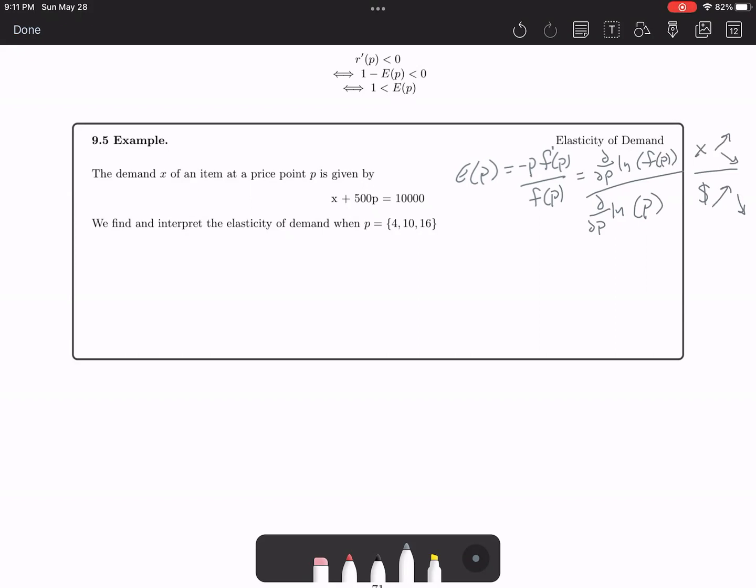So let's find our elasticity equation. First, we need to rewrite this F of P equation. We need to write our demand as a function of price, so we just need to solve this for X. It's as simple as moving that to the other side. X is equal to 10,000 minus 500P. So that is F of P.